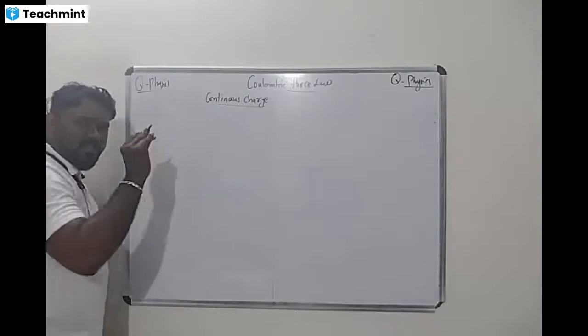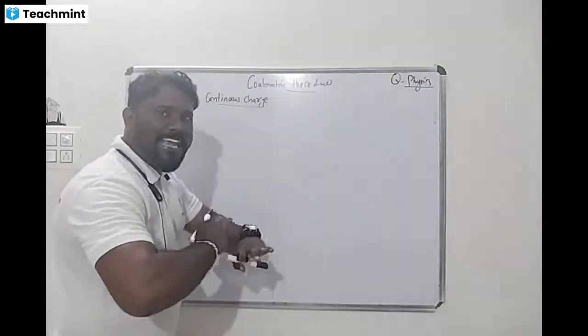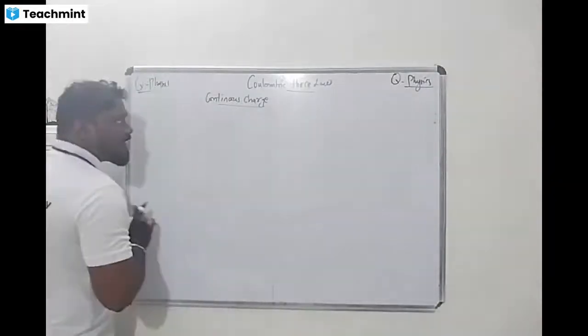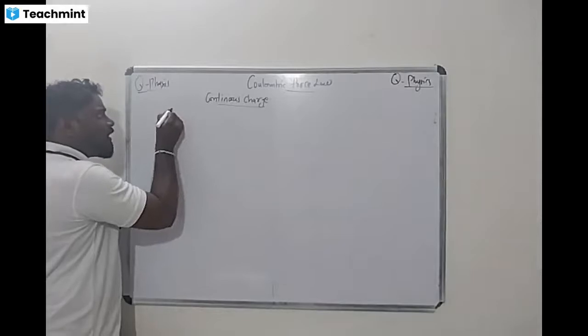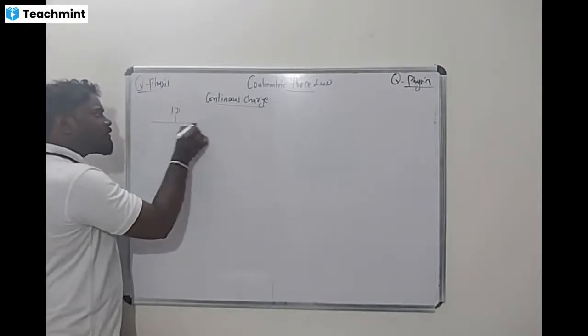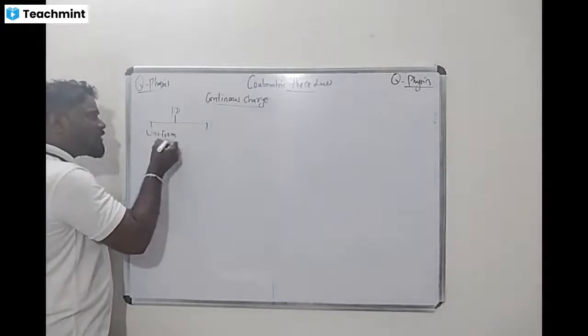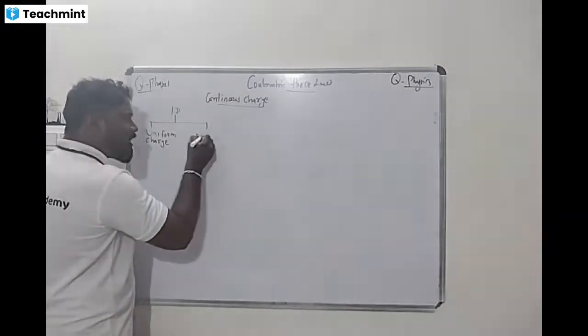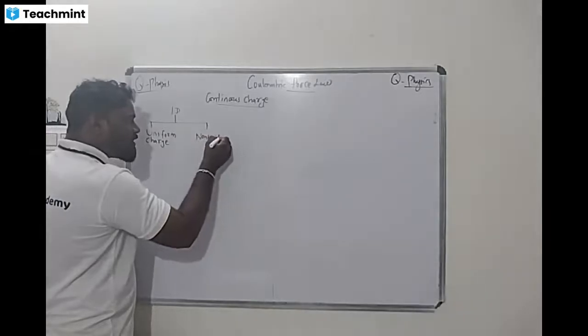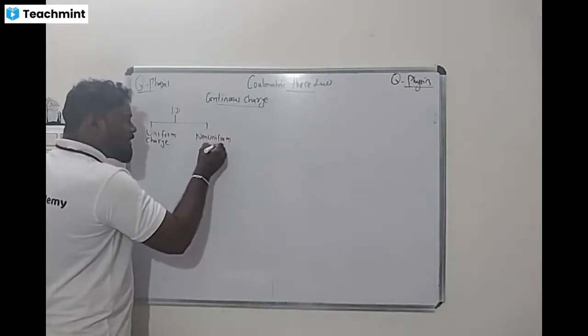Let's see how the charge is distributed when it is a one dimensional charge distribution. Continuous charge distribution, if it is one dimensional, we are going to use two conditions. One case is uniform charge distribution, and the other is non-uniform charge distribution. Is it clear? Two conditions.